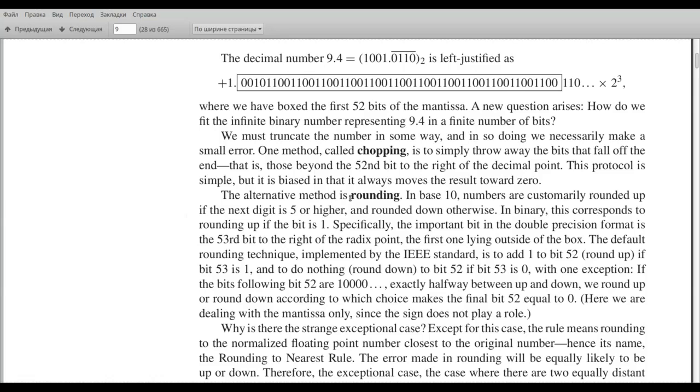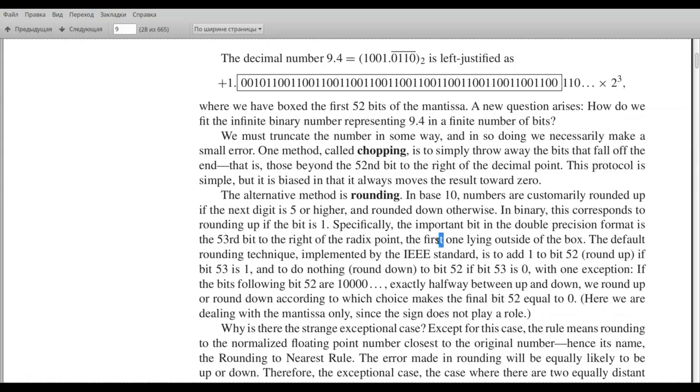So the alternative method is rounding. What is rounding? You remember that if you consider decimal numbers and want to limit ourselves to some given precision, so many digits after the decimal point, usually we consider it like that. If the next digit is less than 5, then we just chop everything. If the next digit is 5 or larger, then we increase the last remaining digit by 1, right? So it's standard rounding.